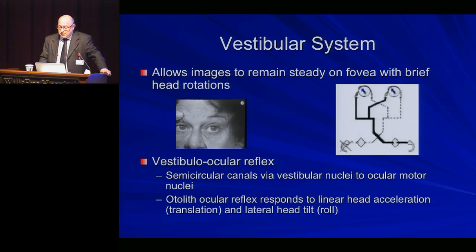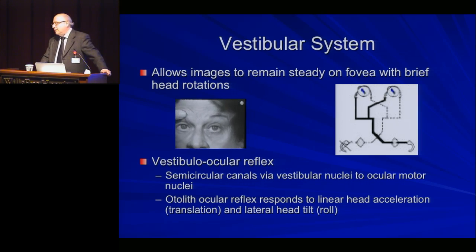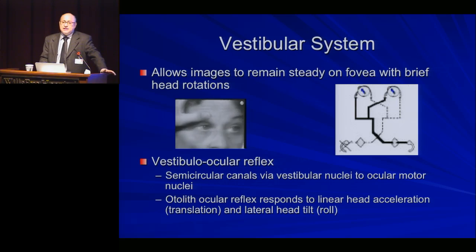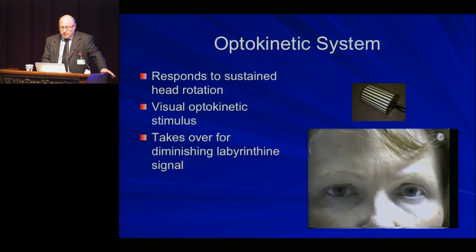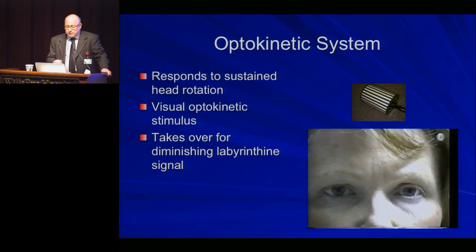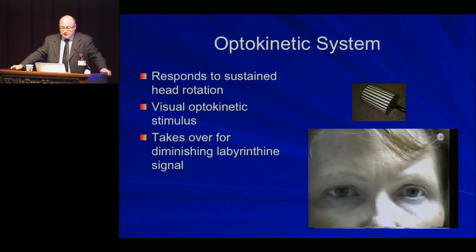Now let's say we maintain our head rotation, we keep rotating our head. Then the vestibular system gets saturated, and we need another system, and the optokinetic system comes in. And this responds to head rotation beyond vestibular, and it responds to a visual optokinetic stimulus, and it takes over for the diminishing vestibular labyrinthine signal.